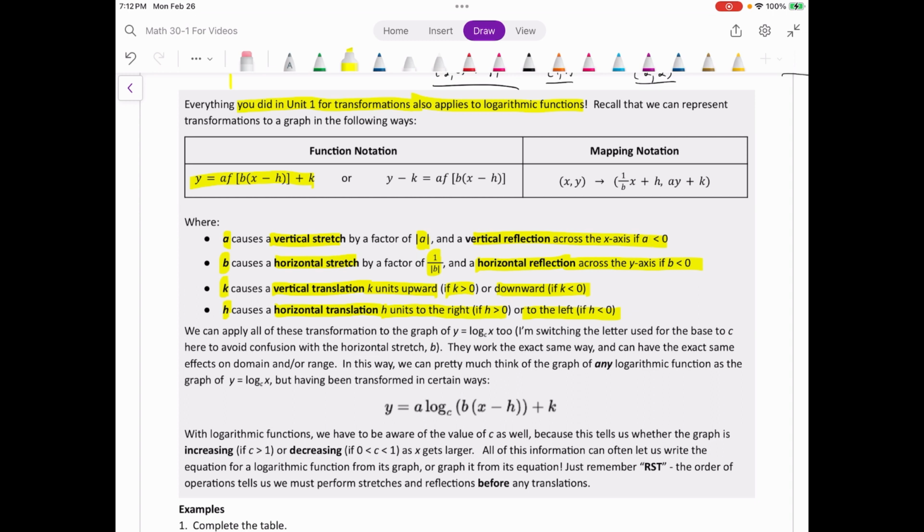We've got our function notation that acts like instructions on how to transform the equation. We've got our mapping notation that's like instructions on how to transform an individual point. It tells you what you're actually going to do to each x and y.